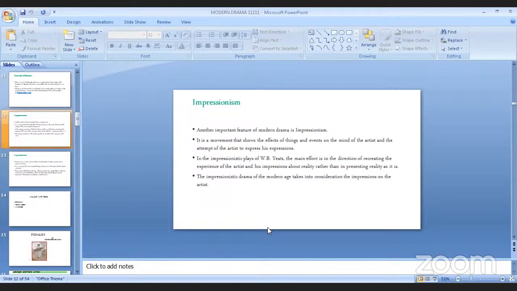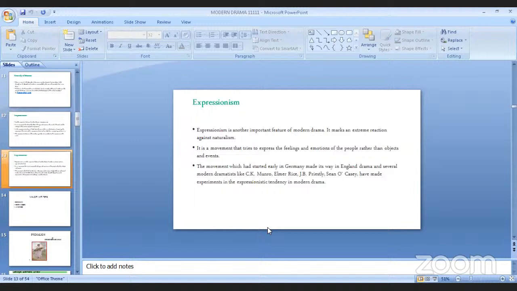Impressionism. It actually shows the effects of things and events on the mind of the artist and the attempt of the artist to express his impressions. Expressionism. It's again another important feature of modern drama. It marks an extreme reaction against naturalism. It's a movement that tries to express the feelings and emotions of the people rather than objects and events.